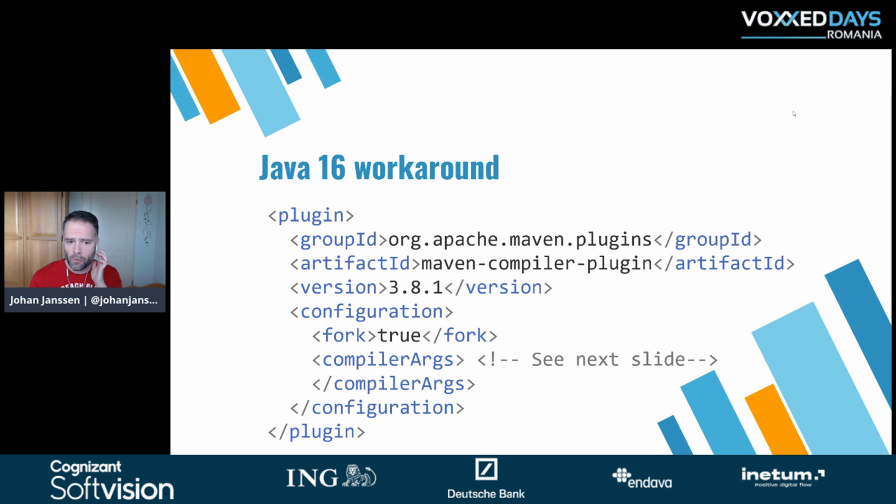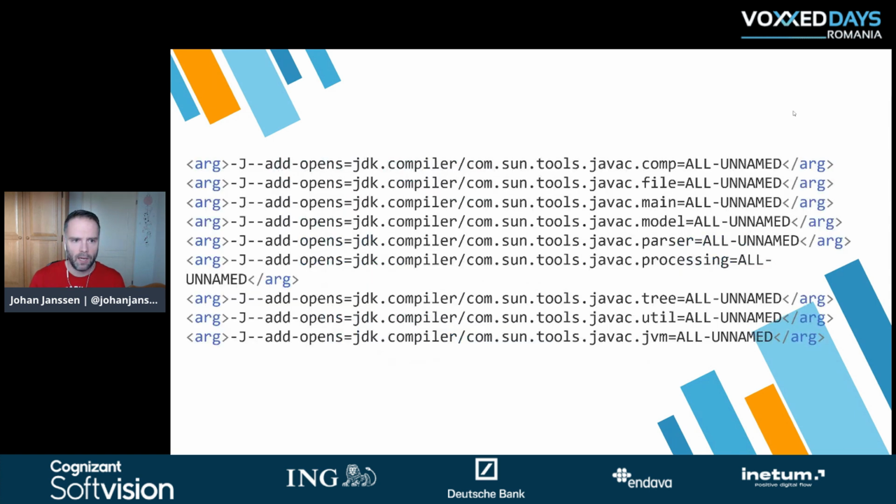There is also a workaround. You can specify compiler arguments. This example uses Maven for it. And basically here we say that all the modules that are basically closed by the JDK, we want to open them again. Of course, that feels a bit dirty. It's as if someone puts a lock on the door and you remove the lock from the door. It should be really only used as a workaround if you cannot do otherwise.